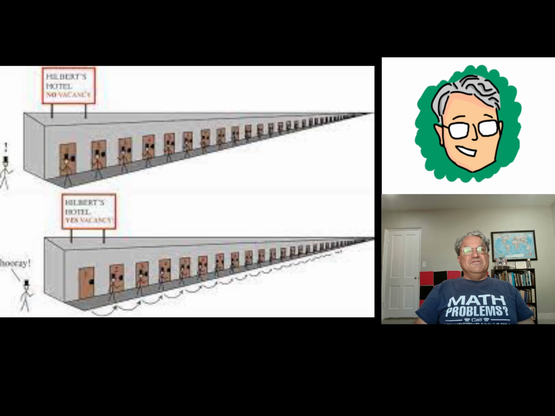The bellhop tells you no problem. You want to check in at Hilbert's Hotel. You can have room 1. I'll move the guest in room 1 to room 2. I'll move the guest in room 2 to room 3. The guest in room 3 to room 4, and so on. I'll just move guest n to room n plus 1, and that will leave a vacancy in room 1, which you can have. So that's how you can get into Hilbert's Hotel. Pretty amazing. And pretty counterintuitive.